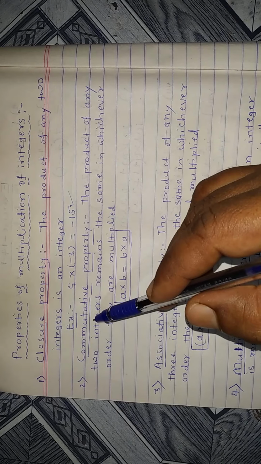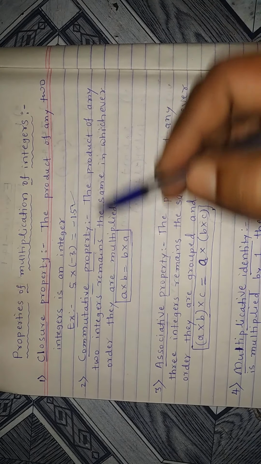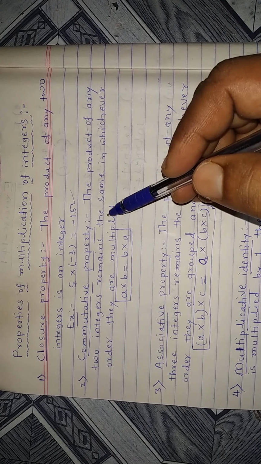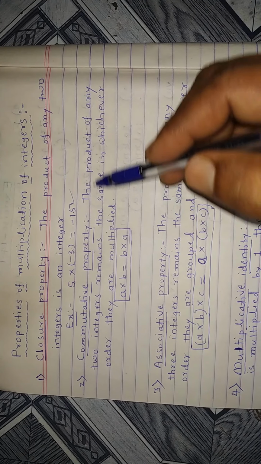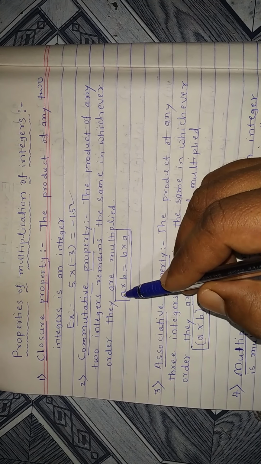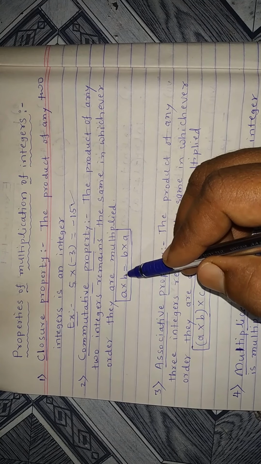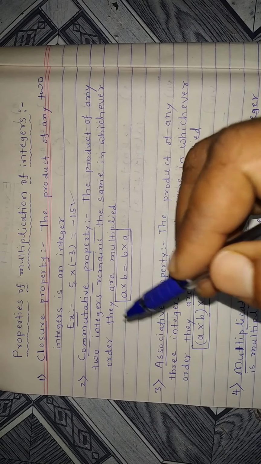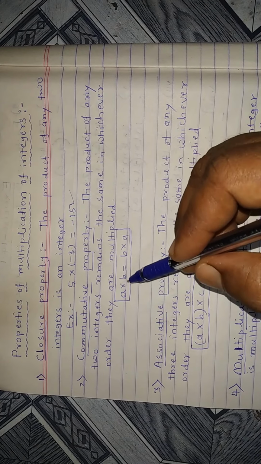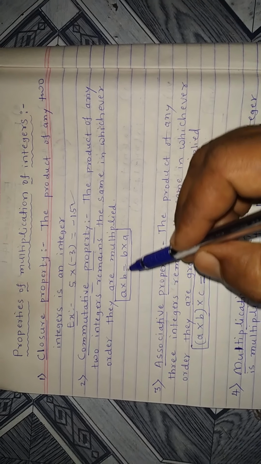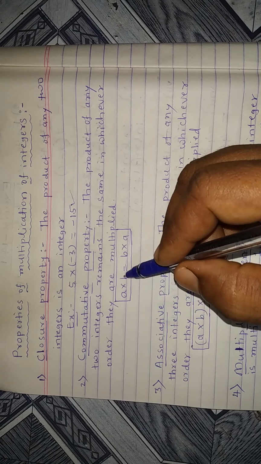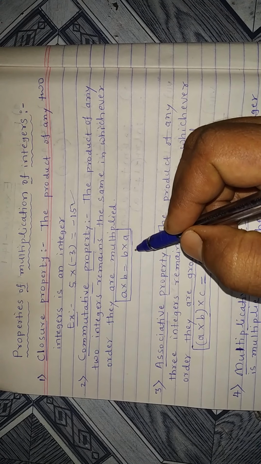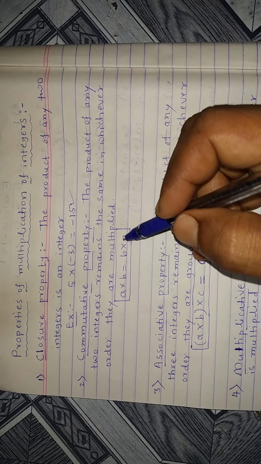See the second one, commutative property. The product of any two integers remains the same in whichever order they are multiplied. It means if you multiply a and b, the answer that comes is the same when we interchange them. Here a and b becomes ab, and after interchanging them we get ba. Both ab and ba are the same.